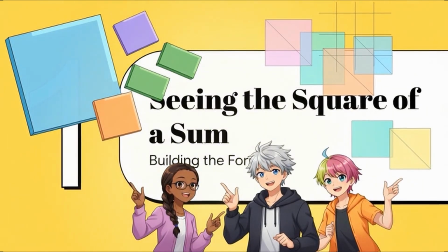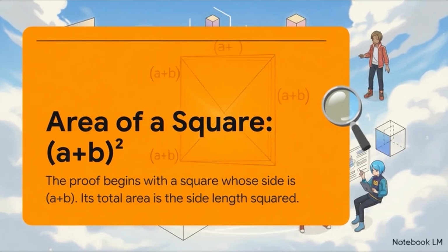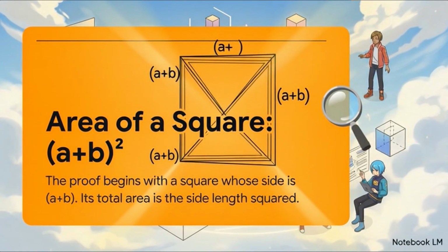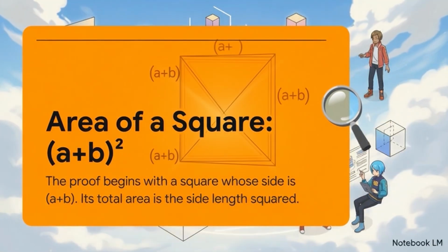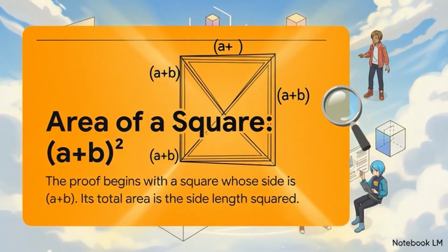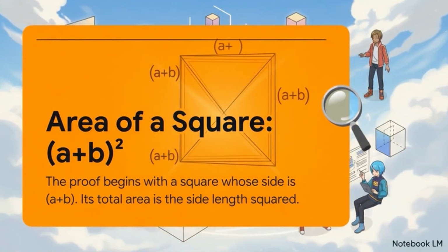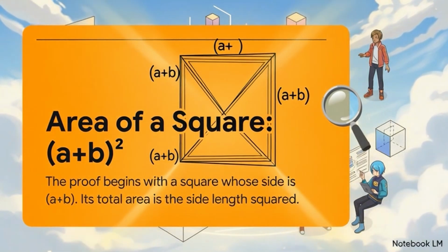But forget memorizing stuff. We're not doing that today. We're gonna build this thing from the ground up, piece by piece. You'll see. So let's start with a simple square. Imagine each side has a length of, say, a plus b. Now, you know the area of a square is just the side times itself, or side squared. So the total area here is just (a plus b) squared. Easy enough, right? This whole area is basically the answer we're trying to figure out.